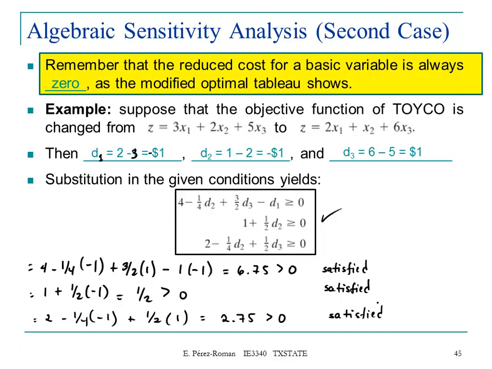You adjust your revenues, would you keep the same optimal solution? If you use those reduced costs and you find that all of them are greater than zero, then those conditions are satisfied, which means that even though you change your revenues for each product, you will keep the same optimal solution. So you will keep producing the same number of units that you were producing for the original product.